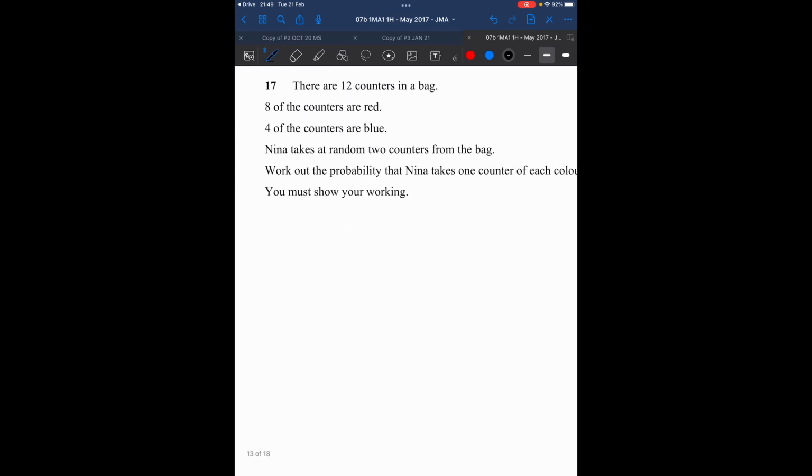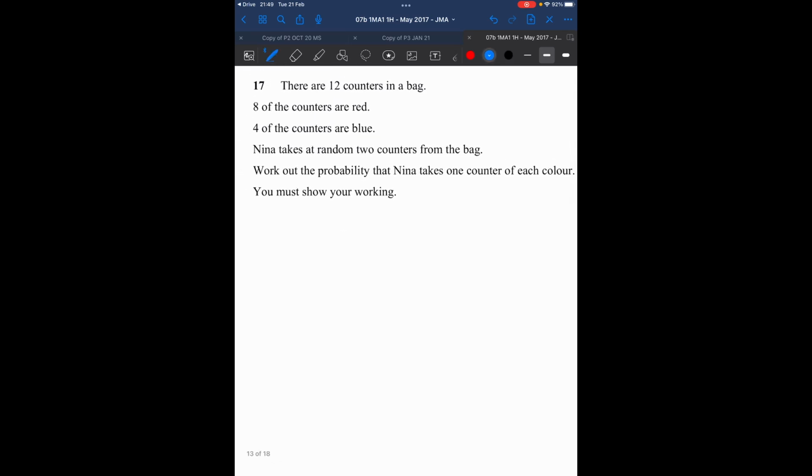There are 12 counters in the bag. 8 of them are red. Now we've got red and blue again. 8 of them are red. 4 of them are blue.